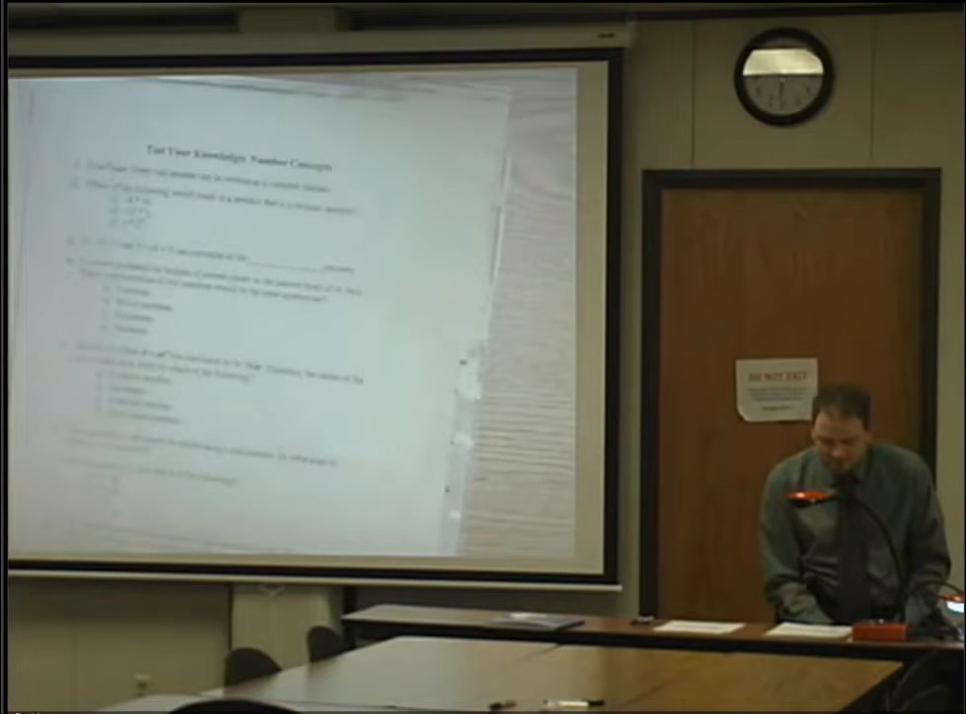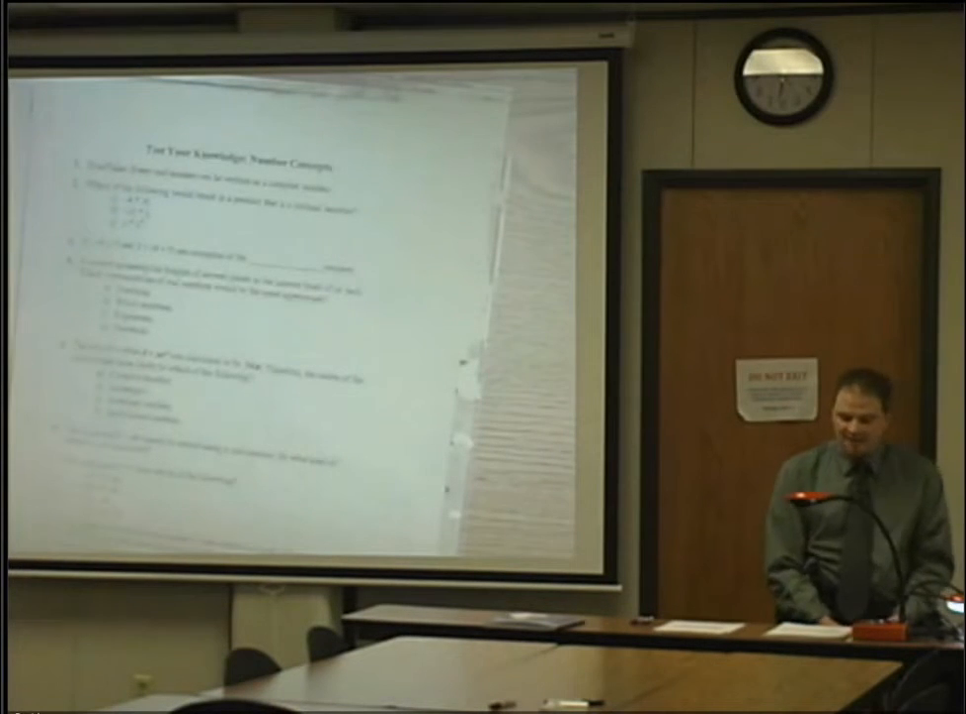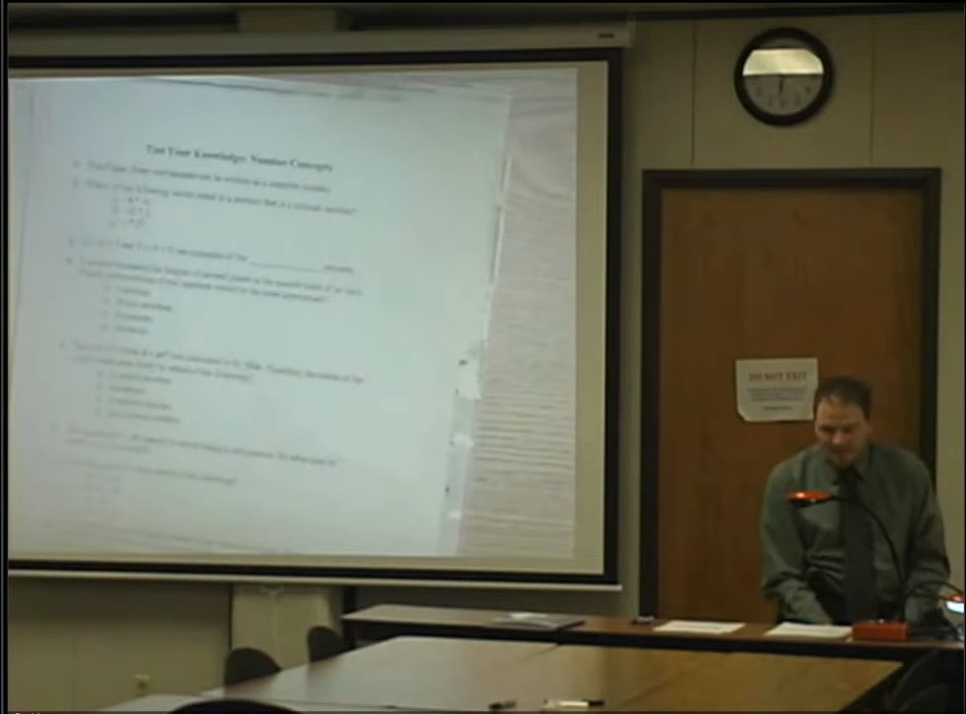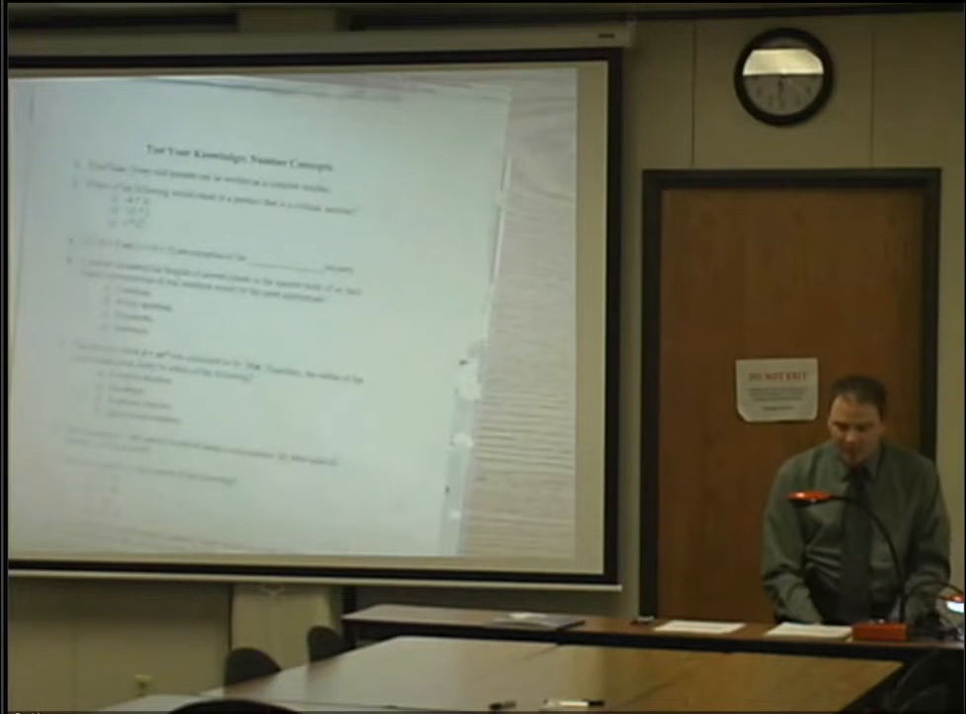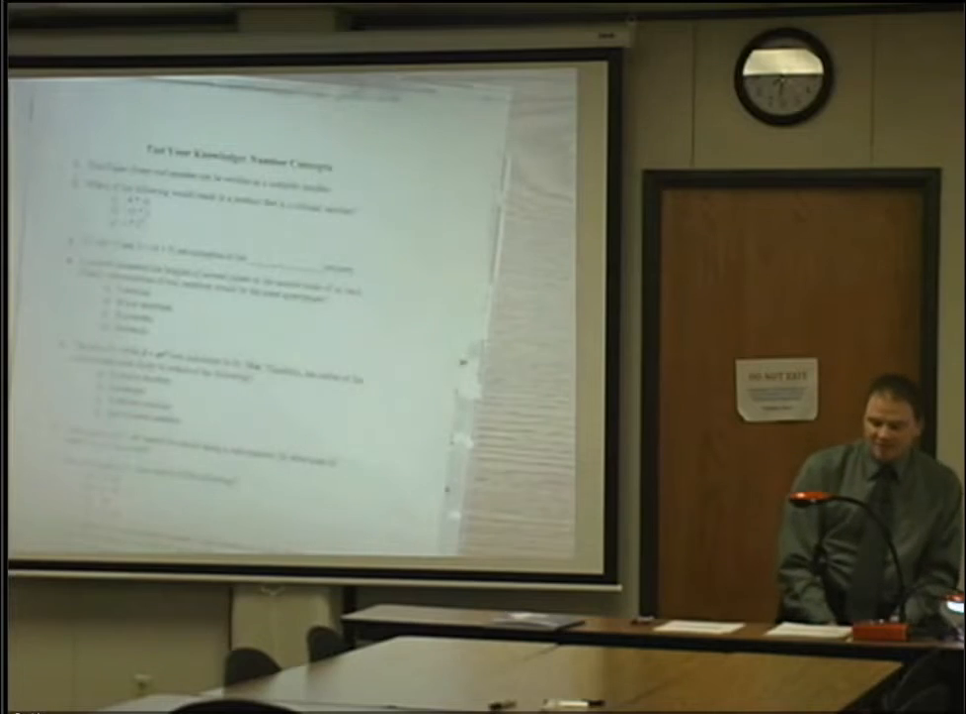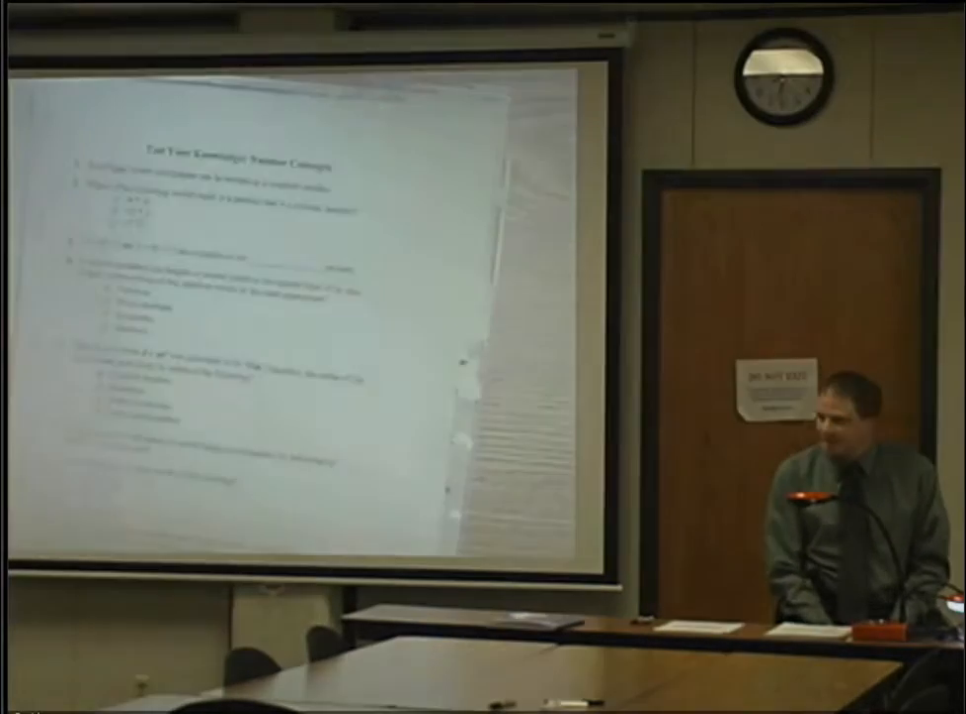Number four, a student measures the heights of several plants to the nearest tenth of an inch. Which representation of real numbers would be the most appropriate? Again, the key to this is most appropriate, and that would be decimals. So that's letter D, decimals. We could use fractions, but it would be more appropriate for us to use a decimal.